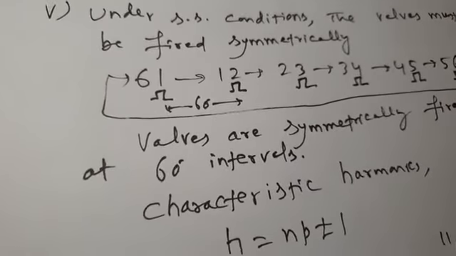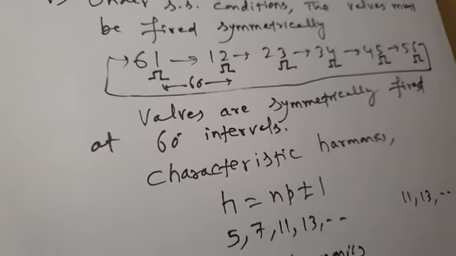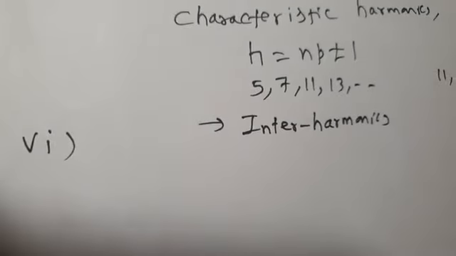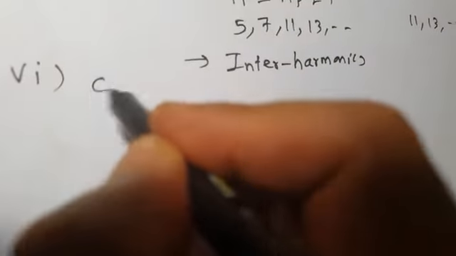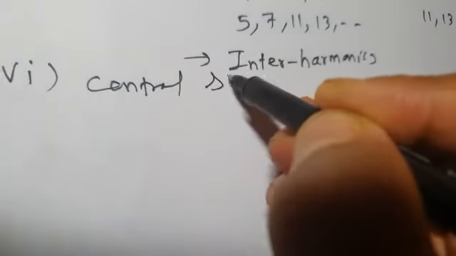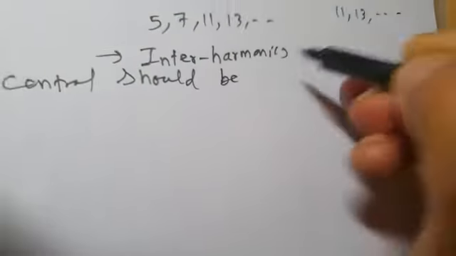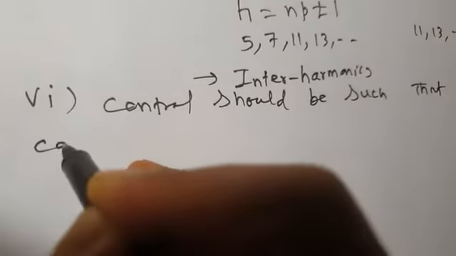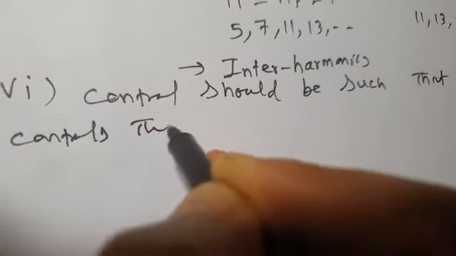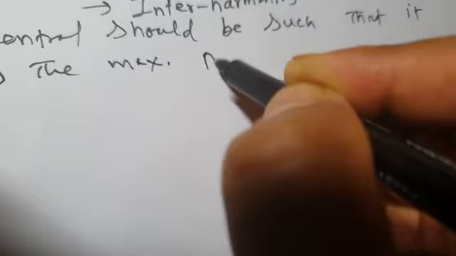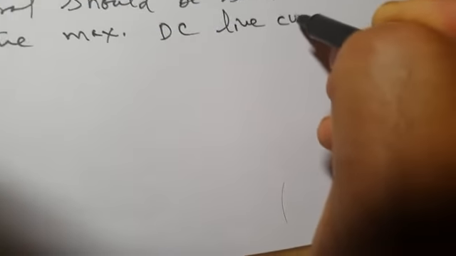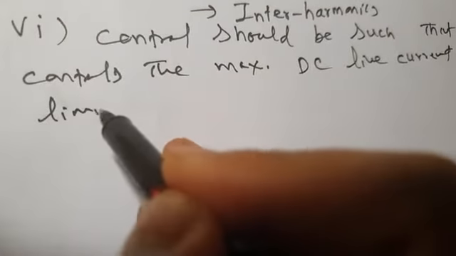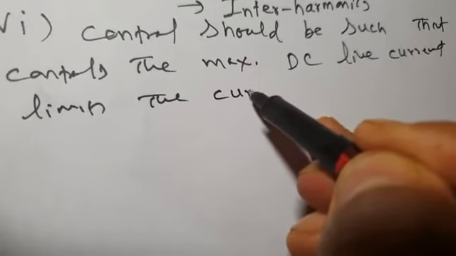So this is next. Now the next desirable feature is that control should be such that, I will write here, control should be such that it controls the maximum DC link current or DC line current and limits the current fluctuation.